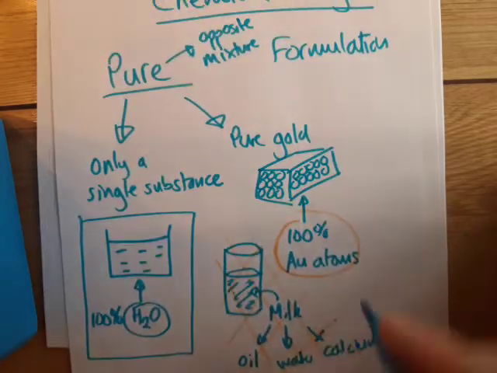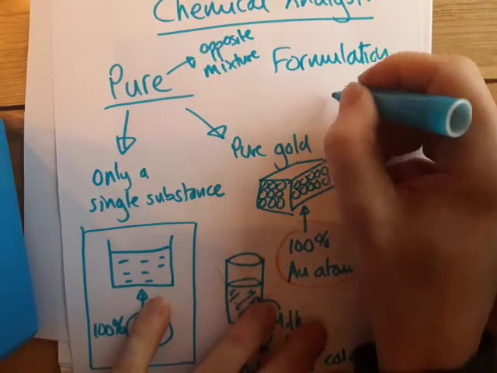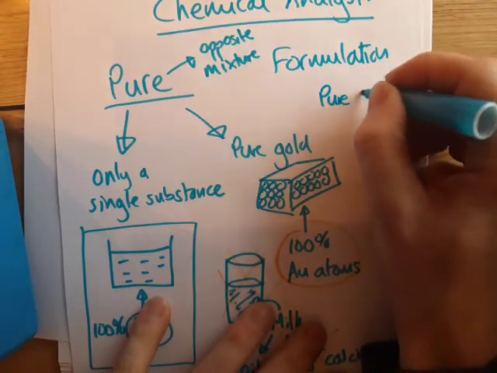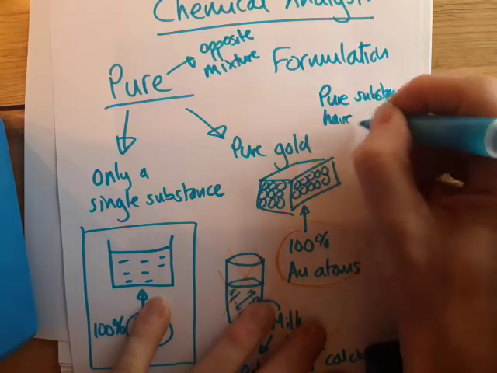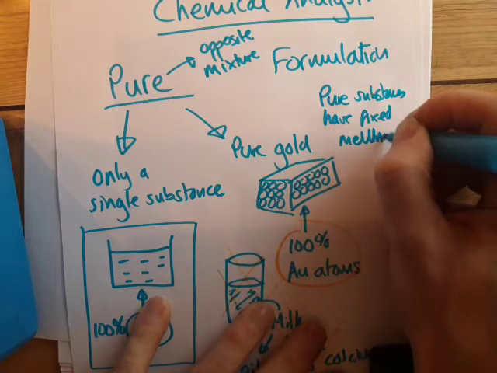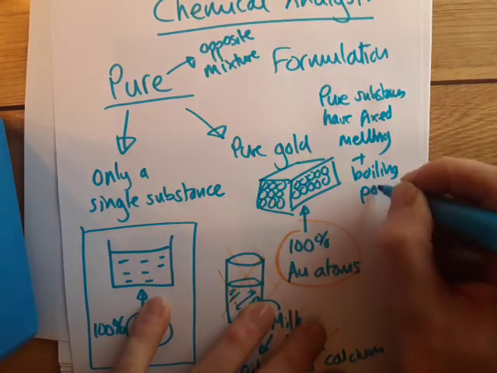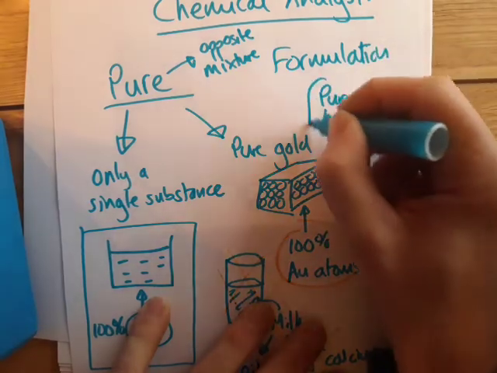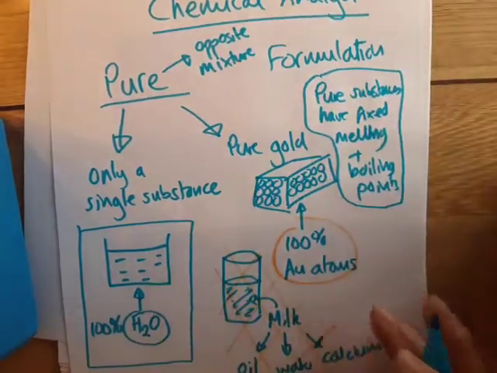Right, how does a chemist then tell whether something is pure? And there's this little rule here. Pure substances have fixed melting and boiling points. Pure substances have fixed melting and boiling points. So this is what I mean by that.